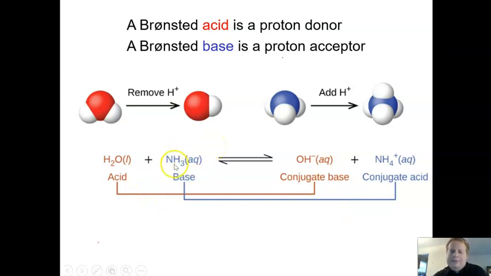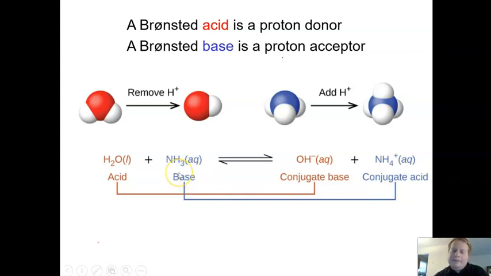Now NH3, initially going from left to right, is accepting the proton and acts as a base. But if we go from right to left, the NH4 plus that formed is actually giving up its H to go from NH4 plus to NH3. That is also a conjugate acid-base pairing.